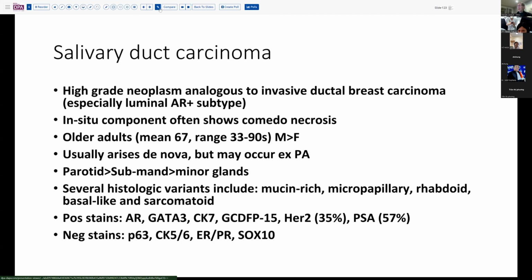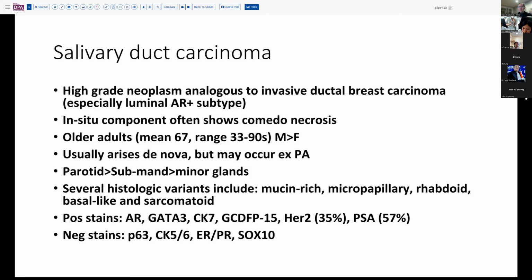All right, well, how are we doing on time? I think we have enough time to cover salivary duct carcinoma, because I don't have a lot of examples of this. But this is an important tumor in the salivary glands not to miss, primarily because the treatment is very different than some of the others in terms of prognosis. This is a high-grade neoplasm.